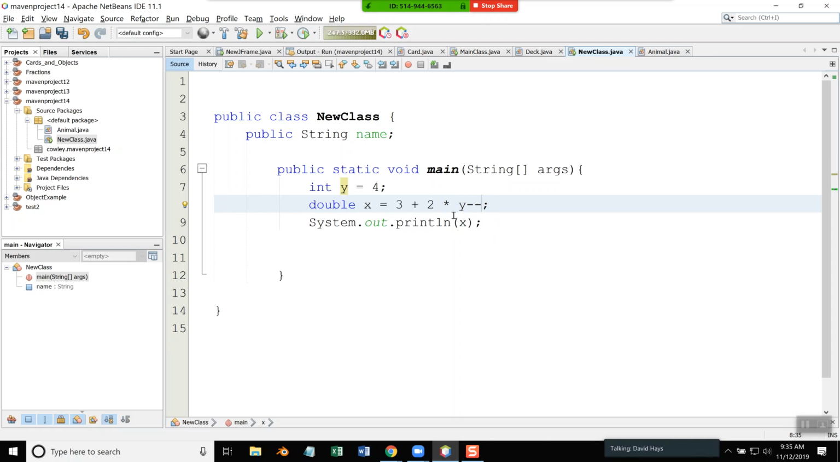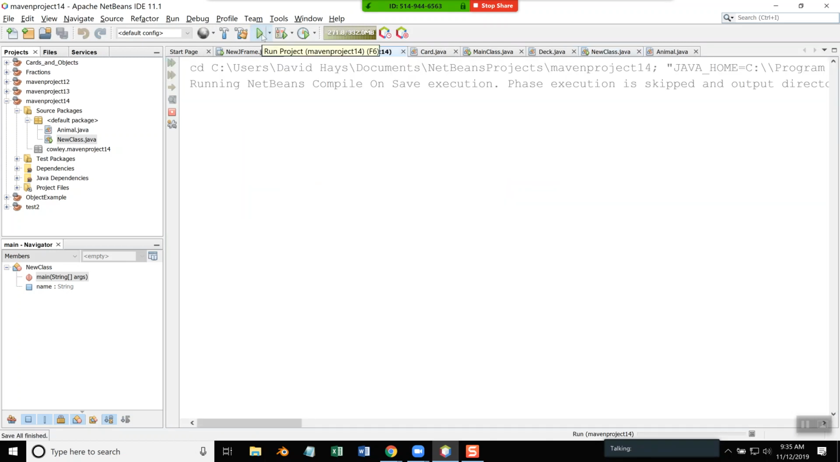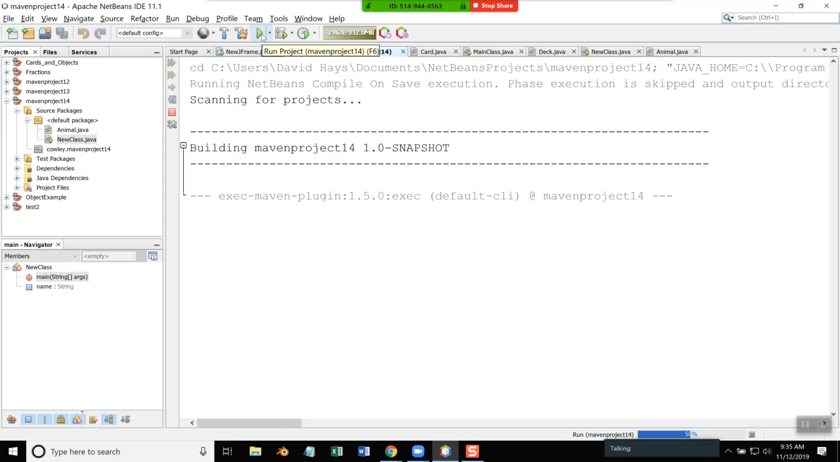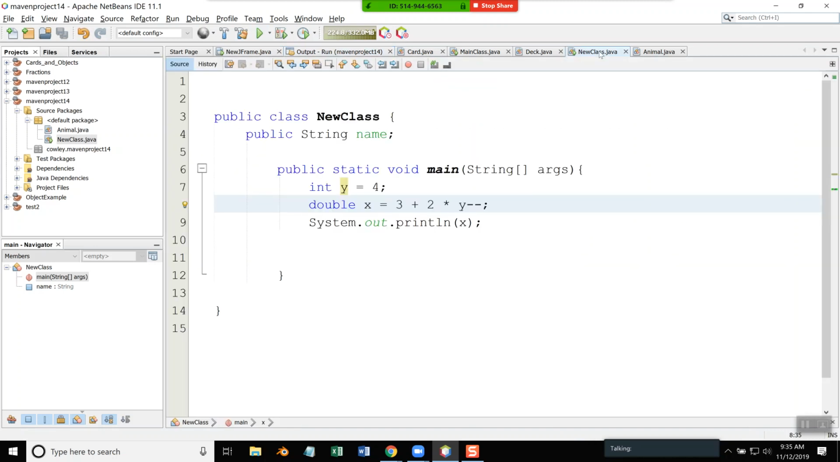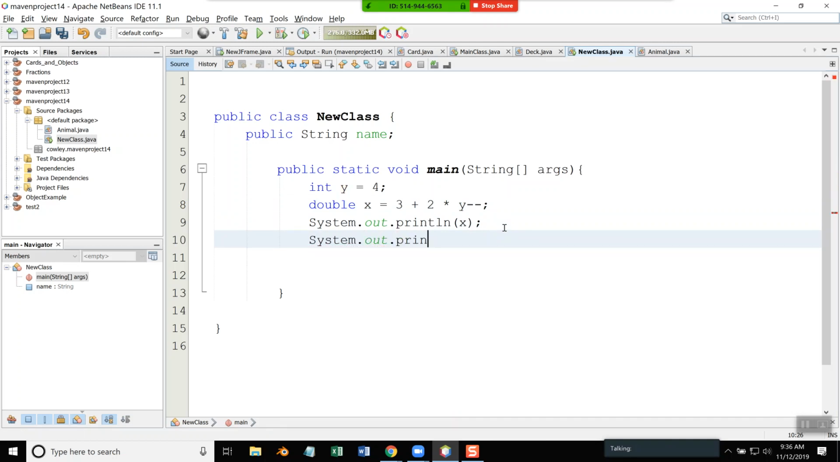I don't know the order of precedence that it does on that. Gives us 11. So it goes ahead and first does 4 times 2, plugs the 4 in for the y. 4 times 2 is 8, adds the 3, gives us 11. And then it decrements it. Like if I were to print out the value of y here, I would see it's going to give me 3.